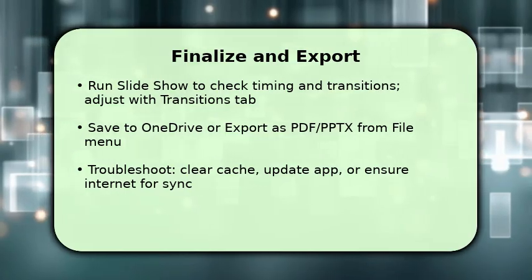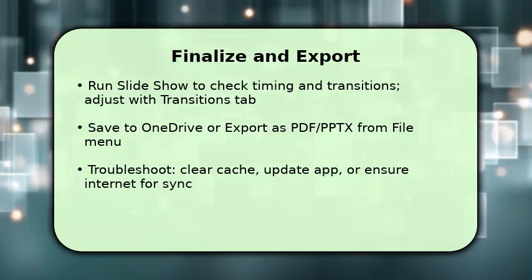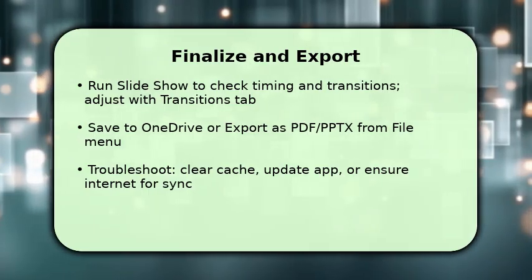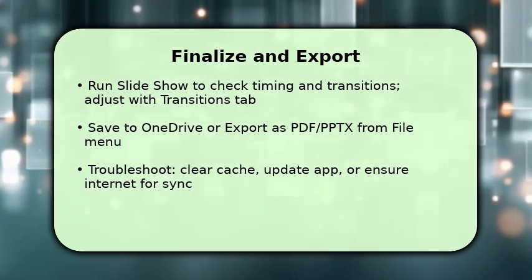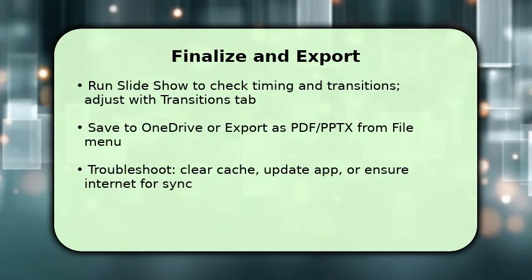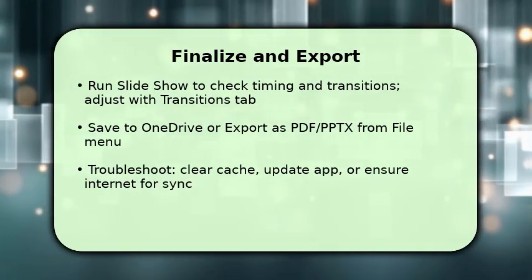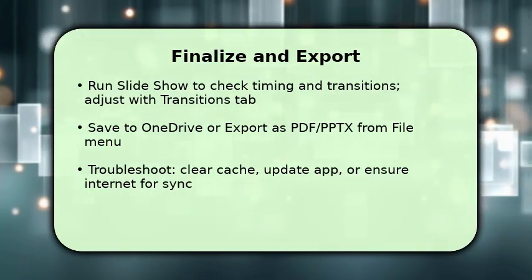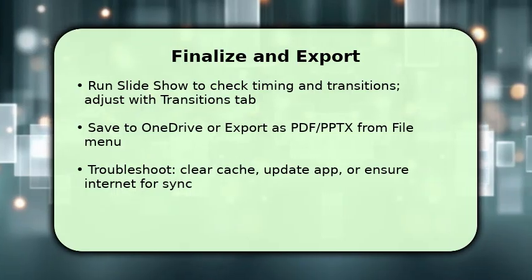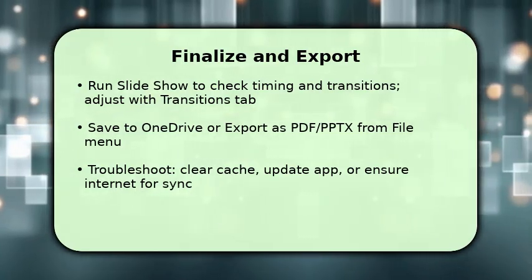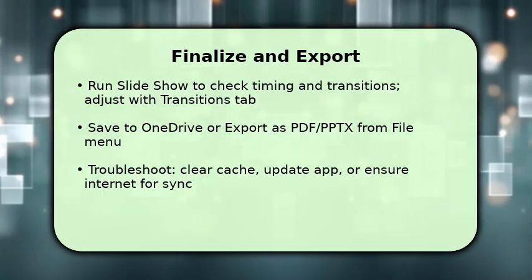When ready, save to OneDrive or export as PDF or PPTX using the File menu so others can open your work. If syncing fails or slides don't update, clear the app cache, sign out and back in, or update the app. If an export stalls, try a smaller file size or remove large media. These steps resolve most common mobile issues quickly.